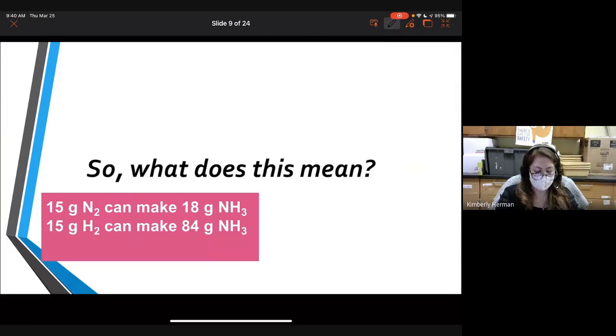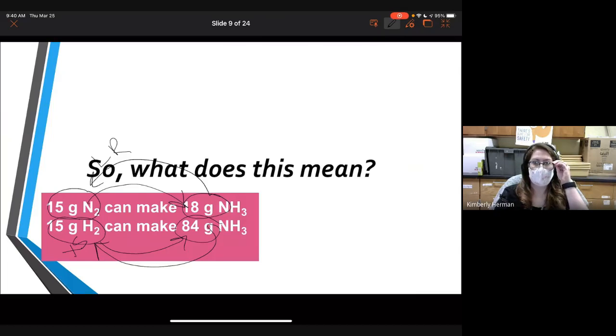So what does this mean? It just means that 15 grams of your first reactant, N2, can make 18 of them, and then 15 grams of H2 can make 84. So we would see that the lower product, go back to N2, is going to be your limiter, and the higher product, go back to your H2, is going to be your excess for it. So like we said before, we can call that limiter our theoretical yield. So theoretically, we'd be able to make 18 grams of NH3.